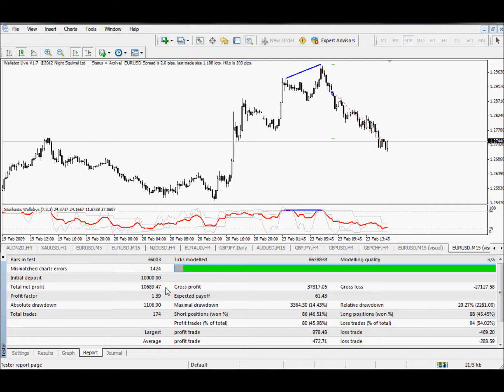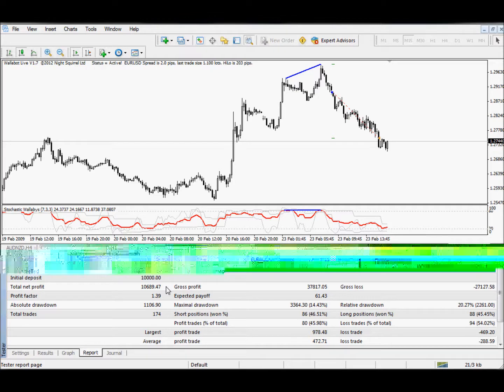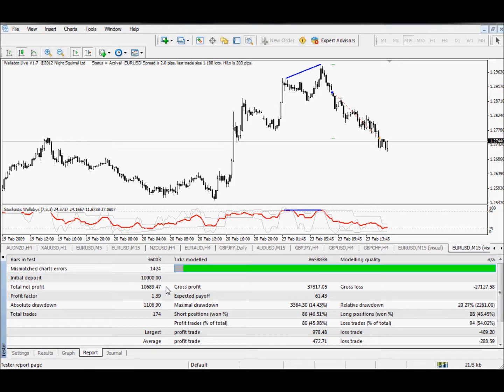Now that doesn't clearly mean that this will happen again going forward, but it is encouraging to know that a system, when it was run on data that it had never seen before, behaved in line with what it had seen in testing. So I hope that's answered the question about Wallabot Millionaire. It is a high risk experiment using the standard Wallabot Live system, and we shall carry on running the experiment. But please understand that risking 10% of your account on any one trade is a very, very high risk scenario if you get a series of losing trades.